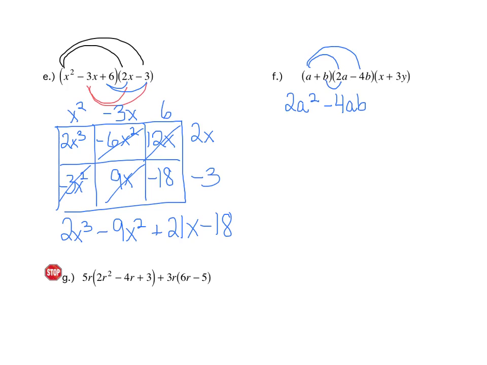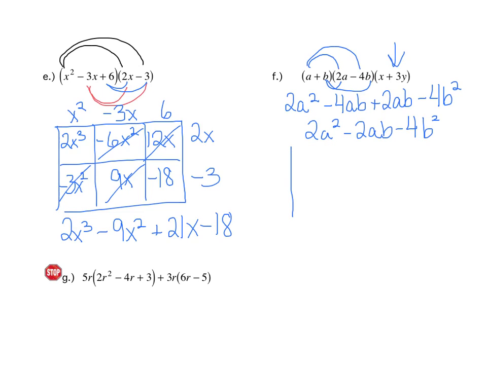Then I'm going to do a second term. So b times 2a is plus 2ab. And then the last one is going to be minus 4b squared. So I'm going to clean this up. I'm going to have 2a squared minus 2ab minus 4b squared. Now I still have this third binomial that I have to multiply in there, so I'm going to draw my box and put those terms here on the side. I'm going to have x and 3y.